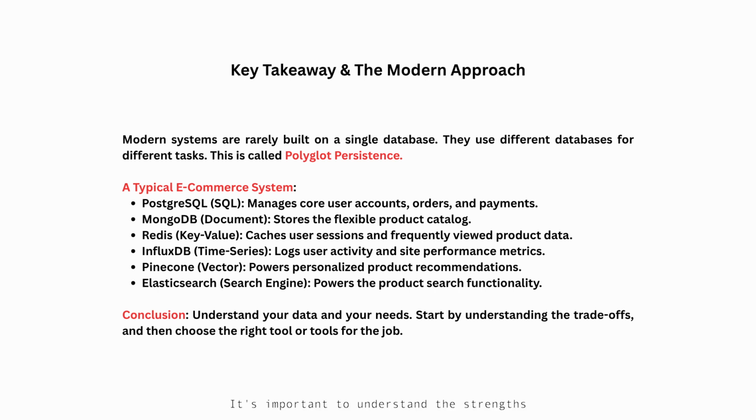It's important to understand the strengths and weaknesses of each type, analyze your application's needs, and build your system using the right combination of tools. For example, in an e-commerce website, you would have a SQL database for managing core user accounts, orders, and payments. But for the product catalog you would have a document DB like MongoDB. For caching, you would have Redis. And for logging user activity, you would have time series databases. For product recommendations, you would have vector DBs, and you would have a search engine like Elasticsearch for product search functionality.